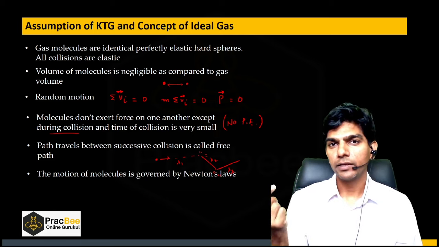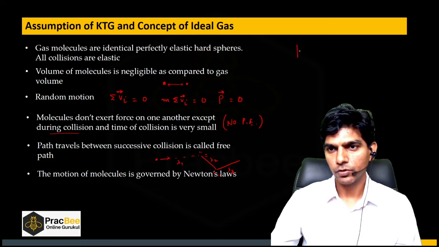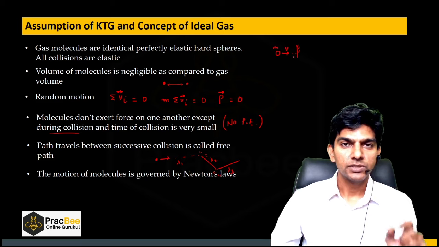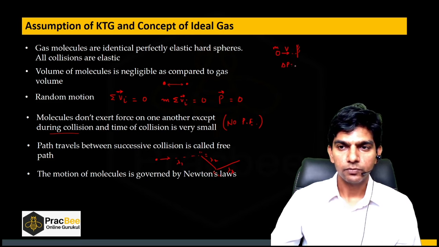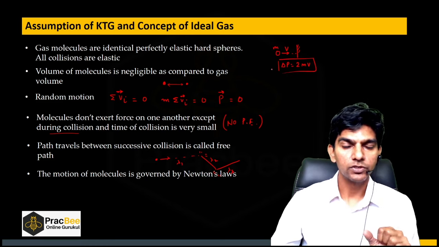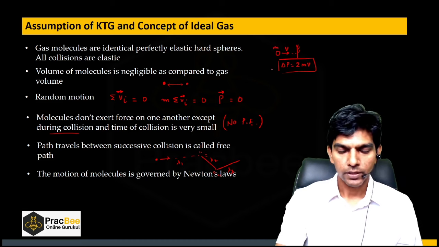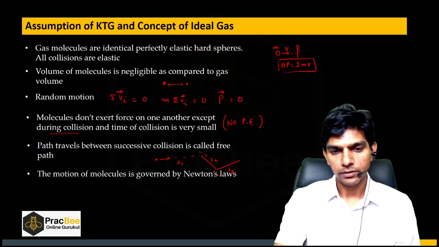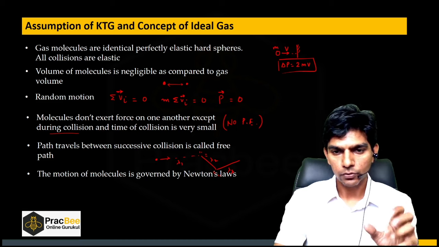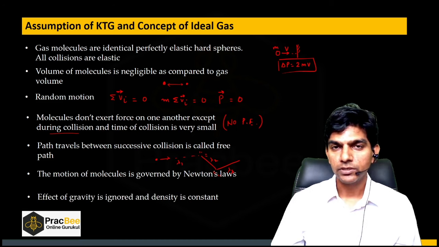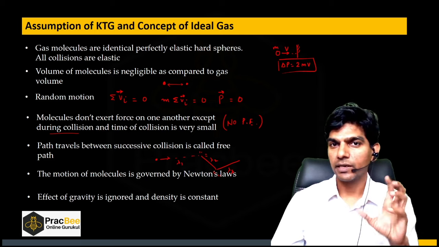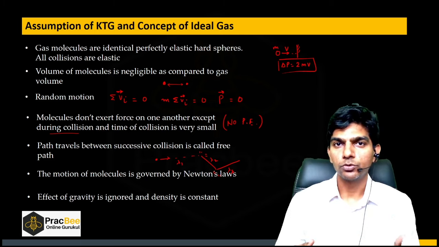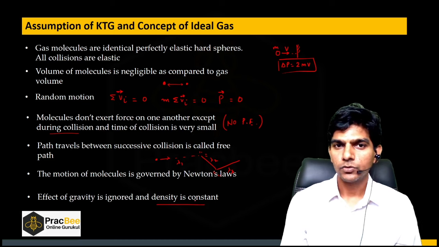Suppose the molecule is colliding with the wall, suppose this is the wall, right? And there is a molecule which is colliding, that is its velocity is v and mass is m. So what is the change in momentum? Suppose it's an elastic collision. So we know that the change in momentum will be 2mv, in magnitude. So we can apply Newton's laws to understand the motion of the molecules in the enclosed vessel. And the last assumption is we have to ignore gravity effect. If the gravity effect is ignored, we can assume density to be constant throughout the vessel. Right? So I hope these assumptions are clear.